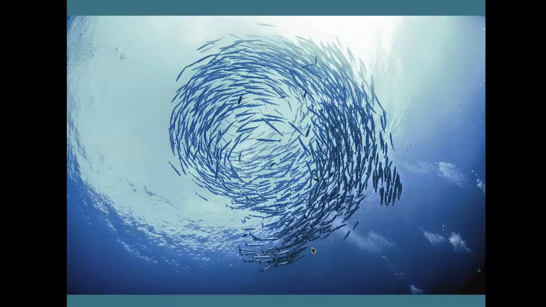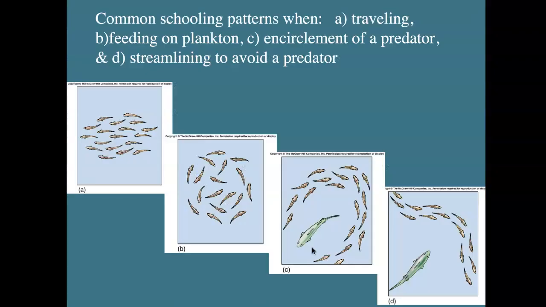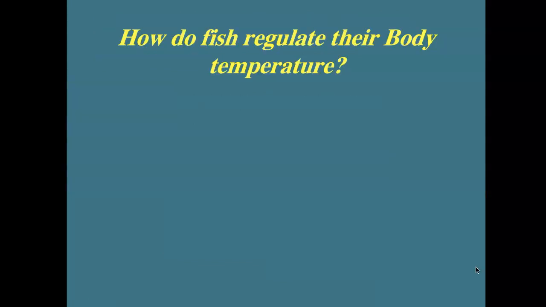So here is just a school of fish to show you what that looks like. And you can see these are different common schooling patterns. This is typically what they look like when they're traveling together. This is what they look like when they're feeding, maybe on a reef or on plankton. You'll see them feeding with this strategy. Encirclement of a predator: if there is a predator, they'll typically swim in this circular-like pattern to help confuse the predator. And then they can also streamline to avoid a predator that's coming as well. So again, just some different schooling patterns that you might see.